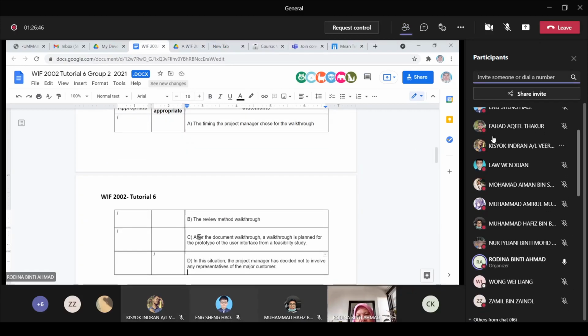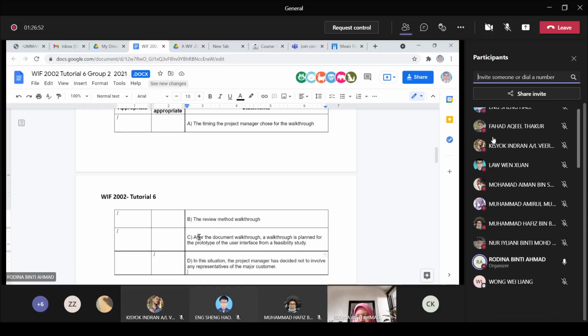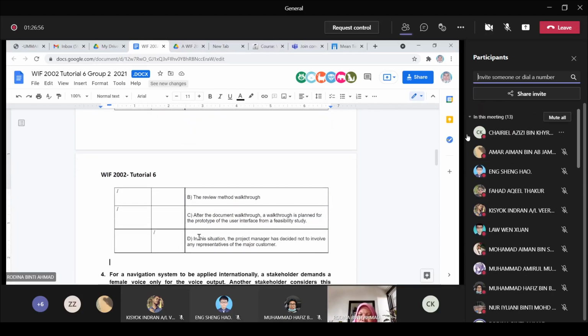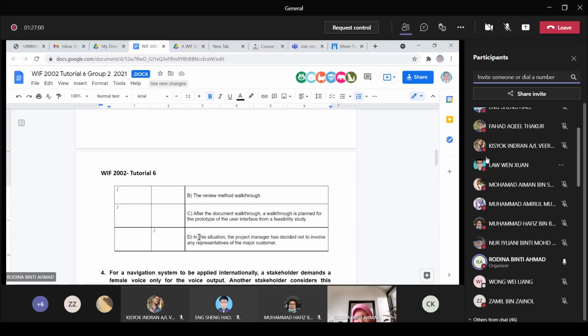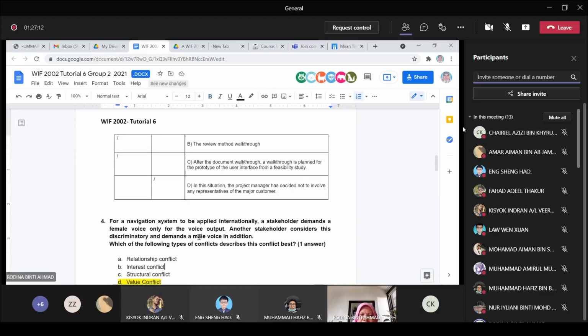So in any situation, we should try to involve, especially major customers. Try to invite a representative from their side to get what they think about our systems that have been implemented, or even the requirements document. What do they think of the requirements that we have gathered? Is it fitting or suitable for their needs? All right, thank you, Hafiz.